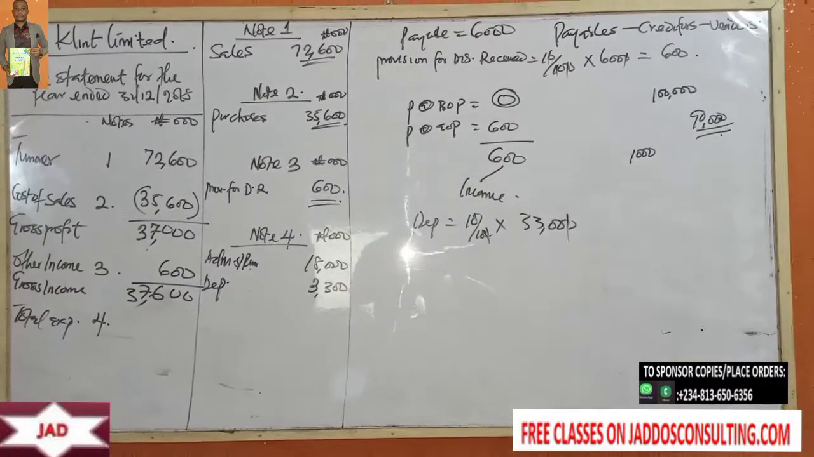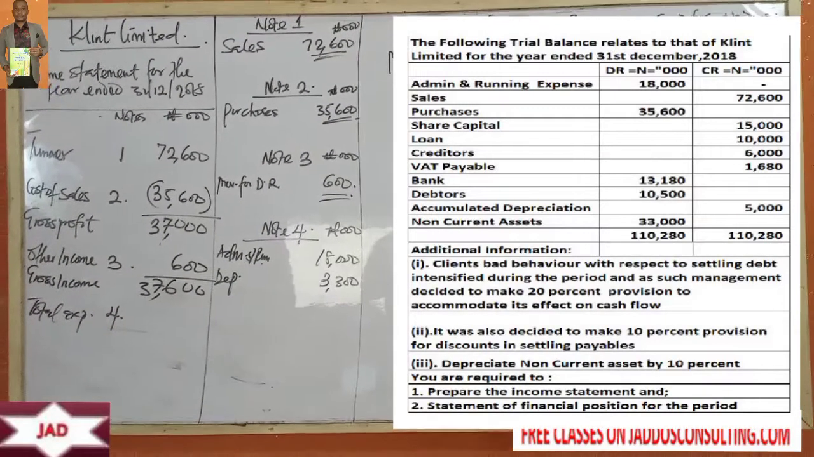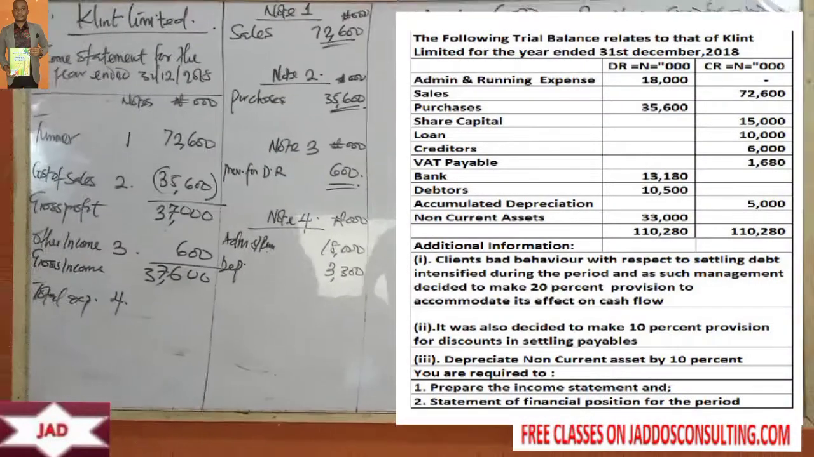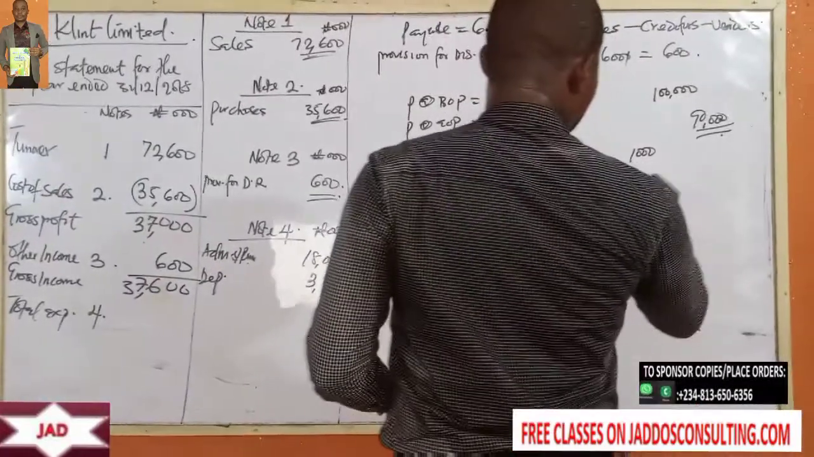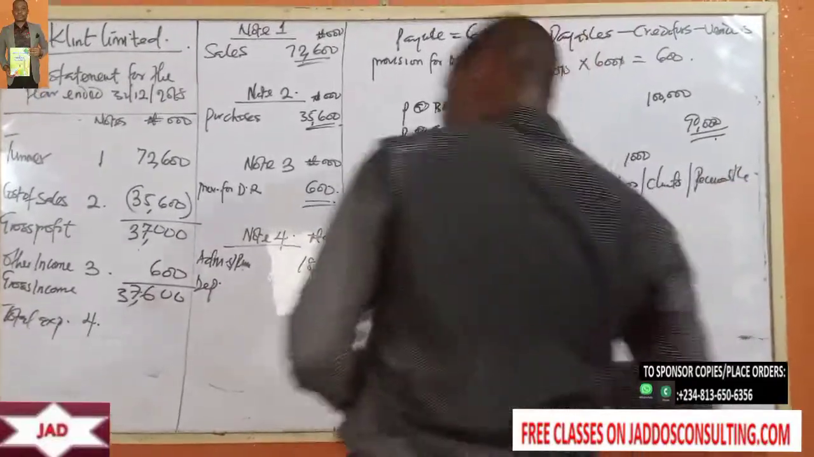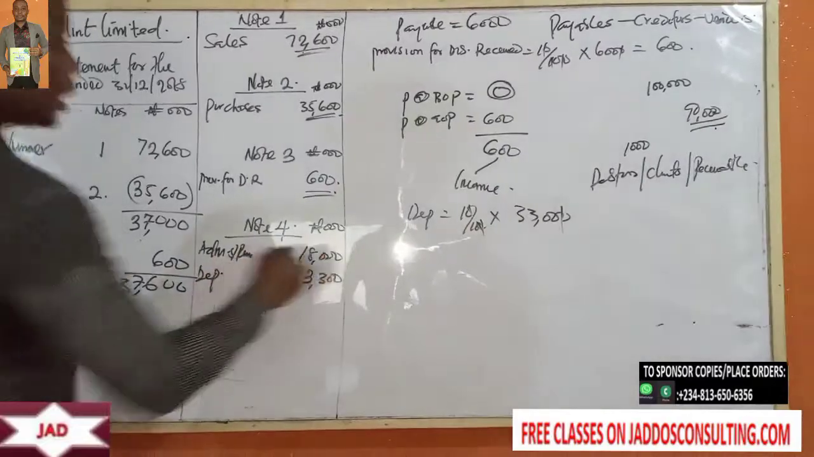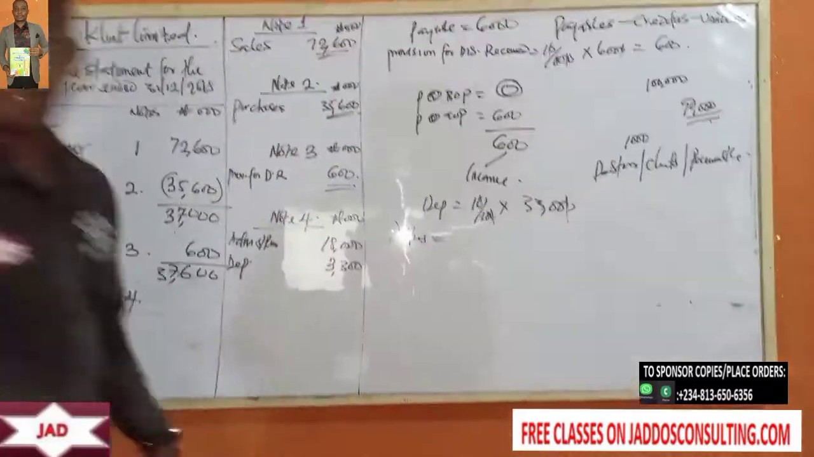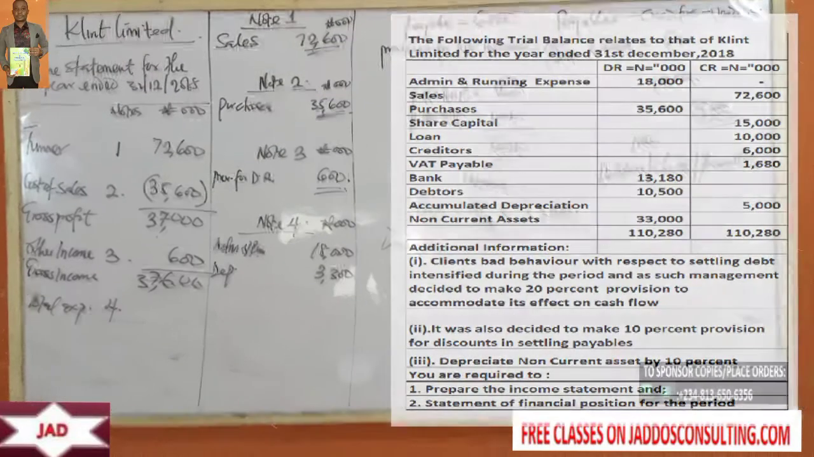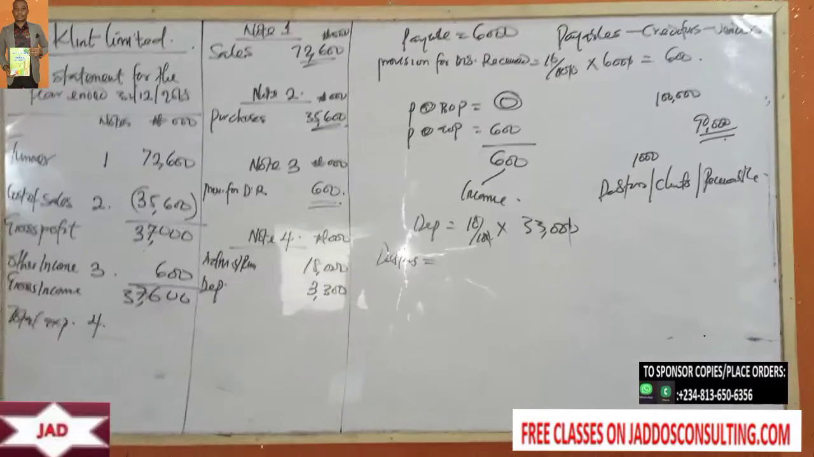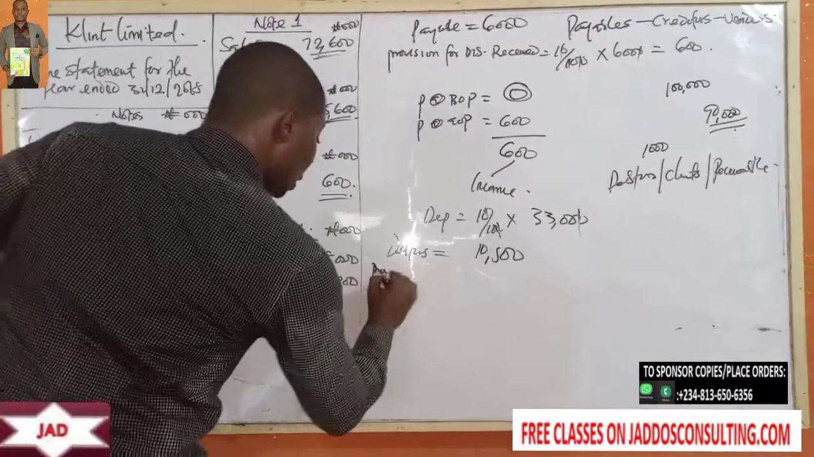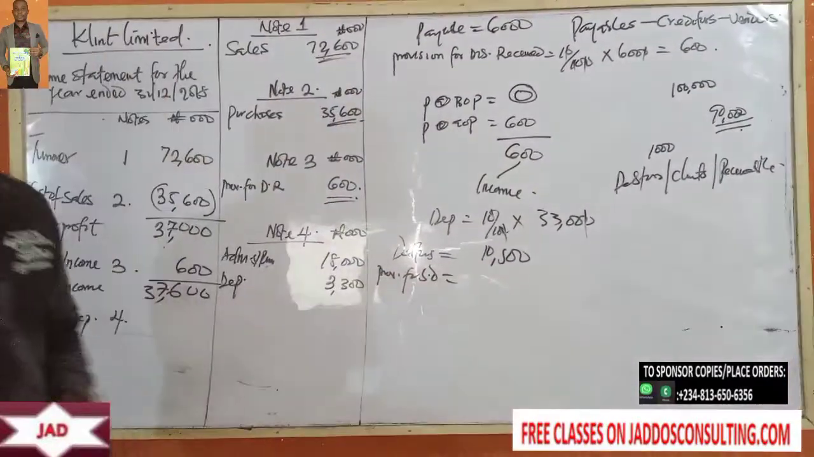What's the next one? Clients' bad behavior with regard to settling debt intensified during the period. As such, management decided to make 20% provision to accommodate the effect on cash flow. So, who are the clients? Clients are the debtors. Some use clients, some use receivables. Here, the debtor value according to the question is 10,500,000. So we should make provision for bad debt, of course.